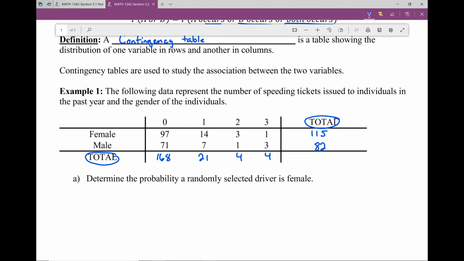When we add up the 115 females to the 82 males, we get 197 individuals. The same should be true if we add the 168, 21, 4, and 4. We should also get the 197. This indicates that there were a total of 197 individuals surveyed for this particular table.